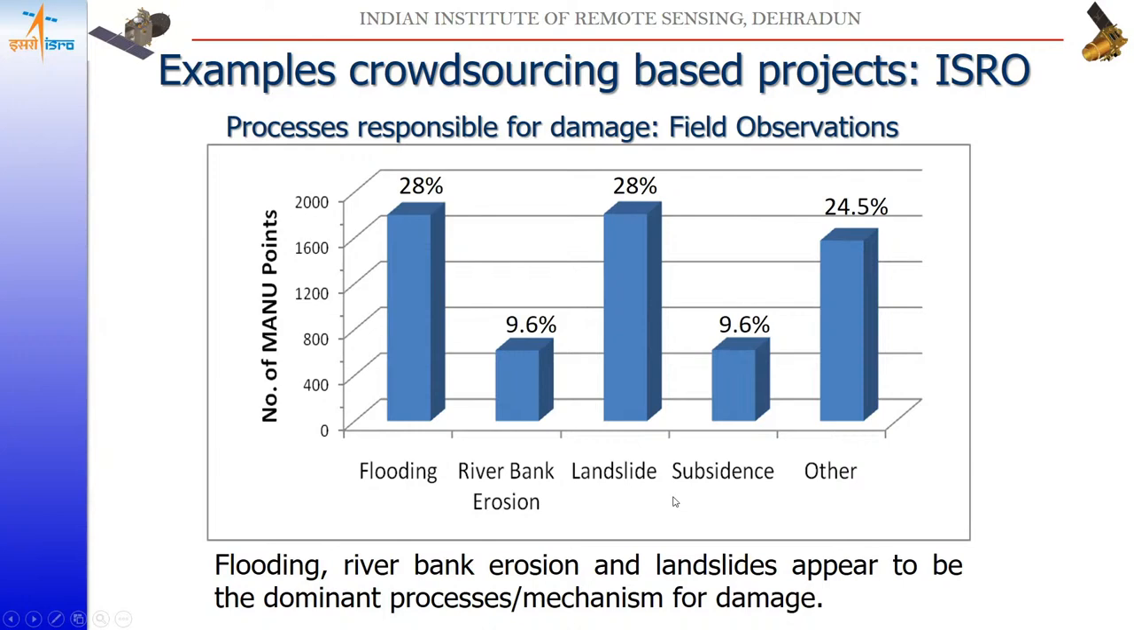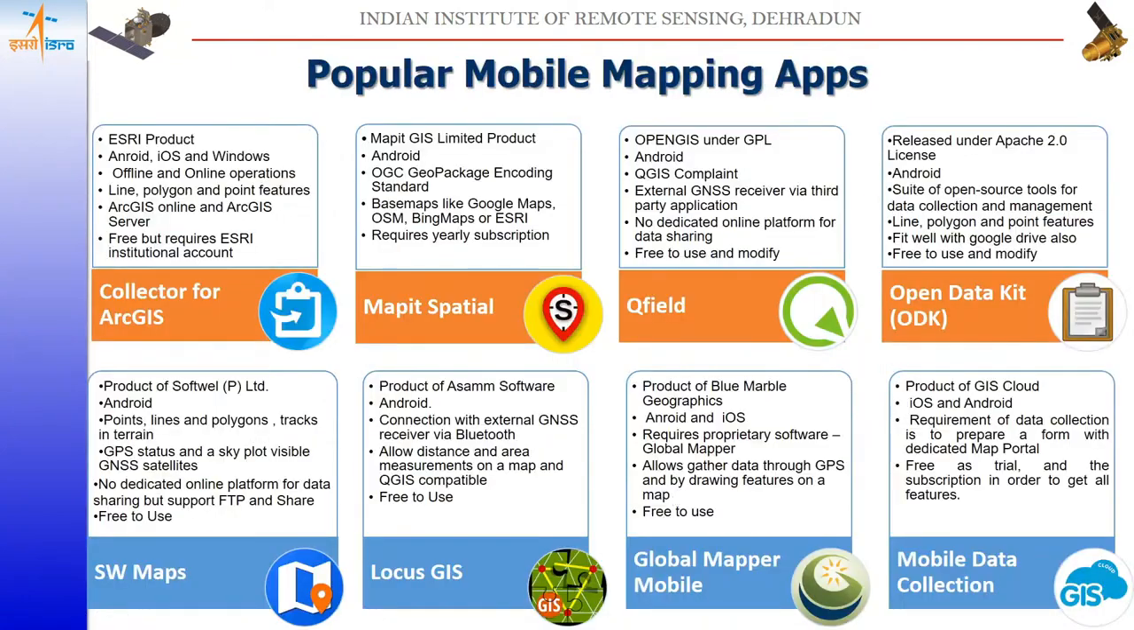Now there are some popular mobile mapping applications which work on this concept of crowdsourcing. We have Collector from ArcGIS. This is proprietary in nature. It is free to use, but it requires an institutional account. It works on Android, iOS, and Windows, and it also has ArcGIS Online and ArcGIS Server support for data collection. Similarly, Mapit requires a yearly subscription. Again, you have to pay for it.